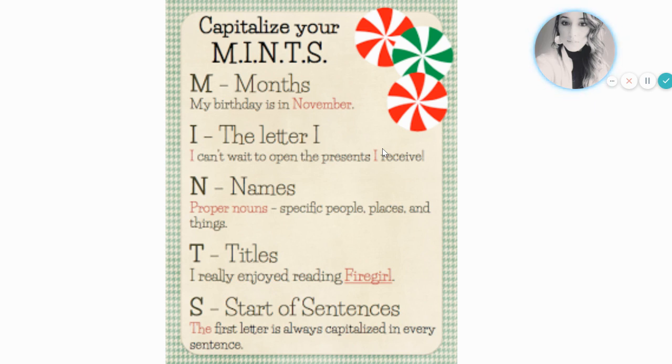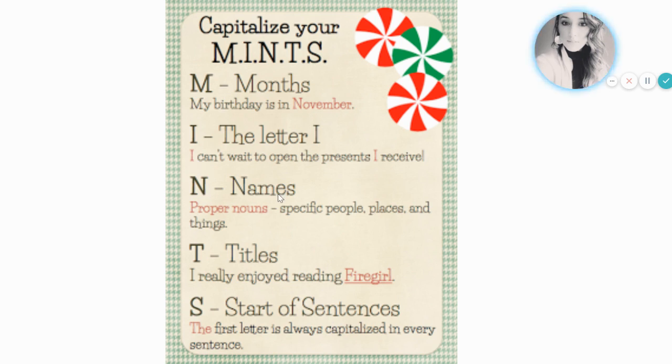So here is a little anchor chart that could help you better remember MINTS. Sometimes we can think of little peppermints to help us remember what things to capitalize. Just a visual. So remember, M is for months. Here's an example. My birthday is in November. We capitalize the N in November because it is a specific name for a month. I stands for the letter I. Here's an example. I can't wait to open the presents I receive. We capitalize I because it is a specific pronoun.